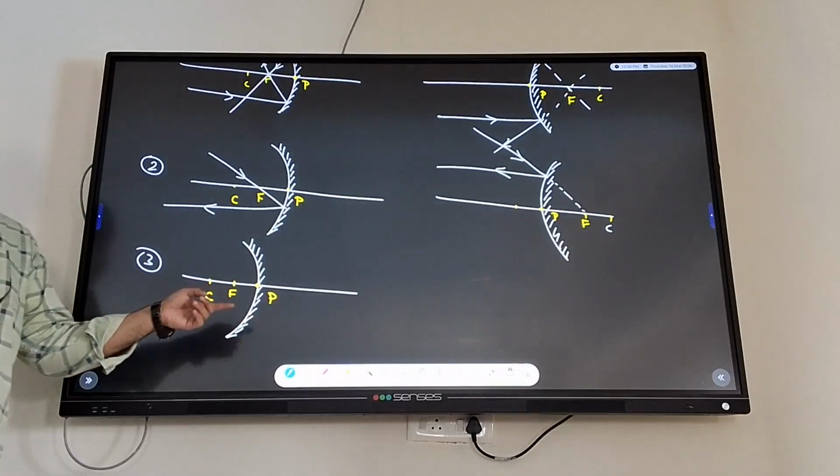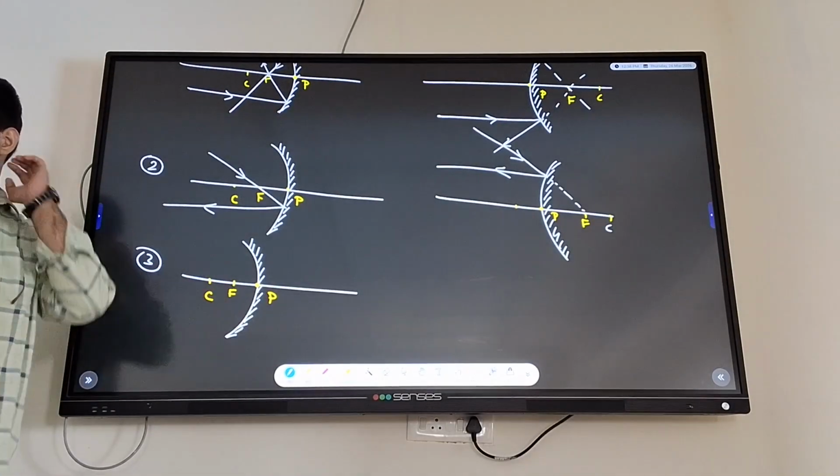You studied all these things in 10th as well, right? These are nothing new to you. You have seen these diagrams, right?